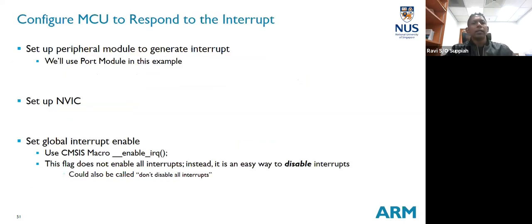All right, in terms of configuring the interrupt, we need to make sure we set up the peripheral module to generate interrupts. In this case we will use the port module. We need to set up the NVIC. When we say set up the NVIC, we are basically configuring which priority levels we're going to set for the interrupts and which interrupts are enabled. So we need to enable interrupts, set the appropriate priority levels, and also make sure that the global interrupt is enabled. These are some of the things we need to take into account.